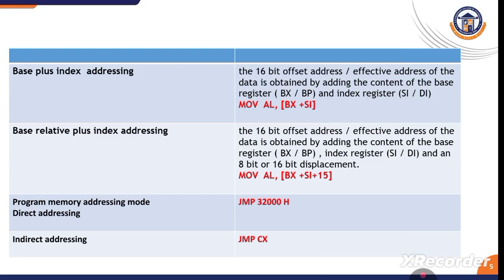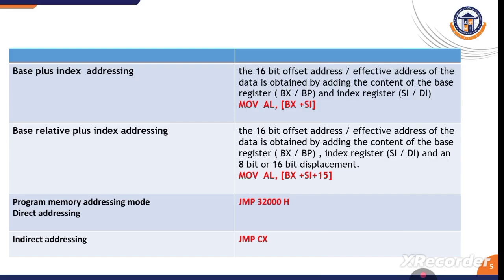Next is base plus index addressing. The 16-bit offset address or effective address of the data is obtained by adding the content of the base register, BX or BP, whichever we use, and the index register, source index or destination index. So MOV AL, BX plus SI, that is source index.